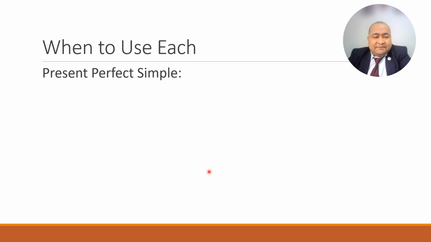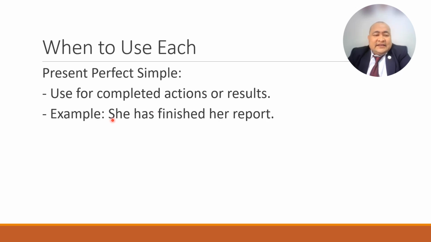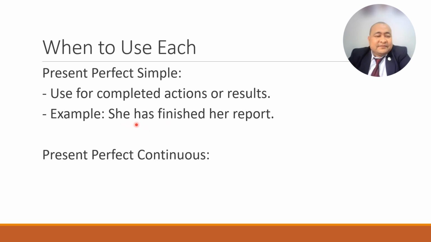Now, when to use them? We use the present perfect simple for completed actions or result. So the actions are completed, not continuing. Stop. She has finished her report. For example, it means that she is not writing the report anymore. She has finished. Stop writing the report because it's finished, it's done already, completed, and can be reported to the leader or to the manager, for example.